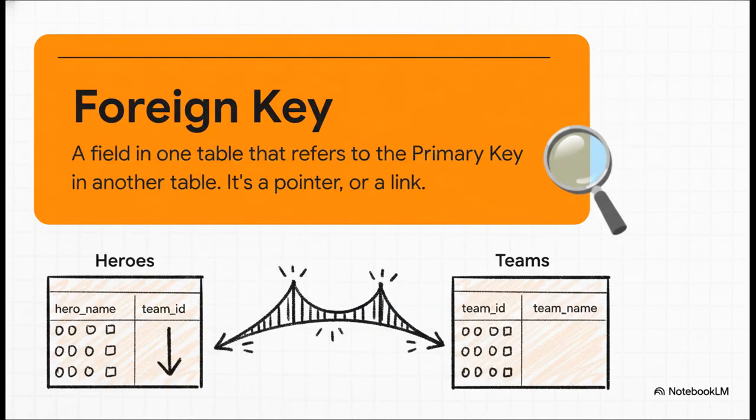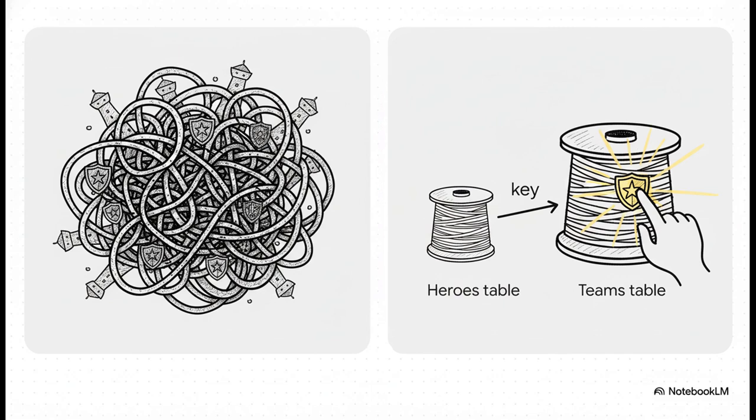And this is where it all connects. The foreign key. This is the bridge. Back in our heroes table, we're going to add a new column. Let's call it Team ID. Now, instead of writing out the word Avengers for Iron Man, we just put the number 1. That's it. It's a little pointer, a reference, that connects that hero directly to the right team in the teams table.